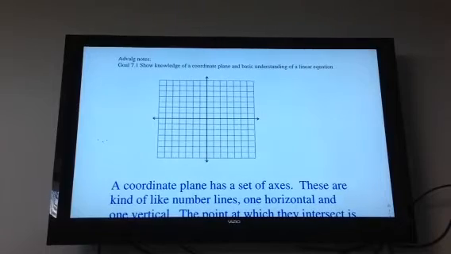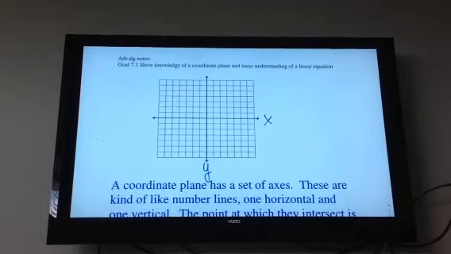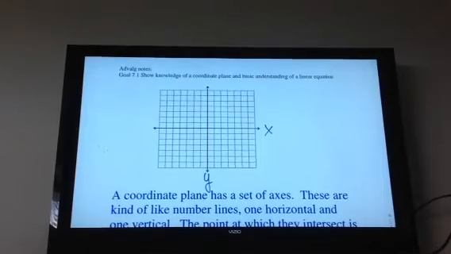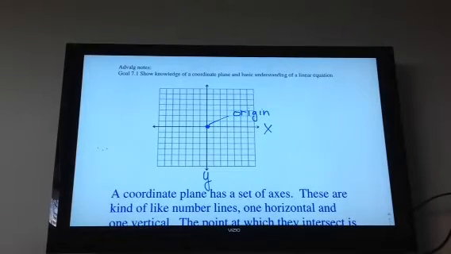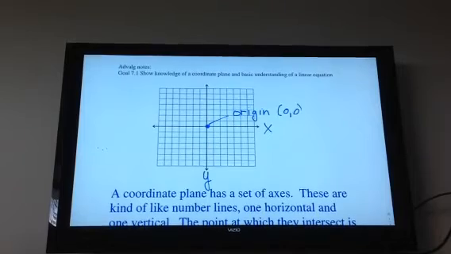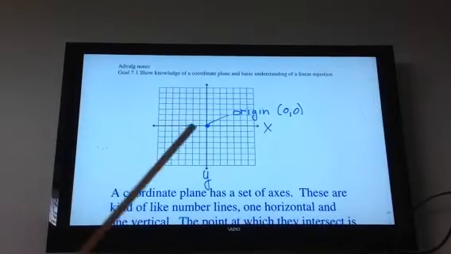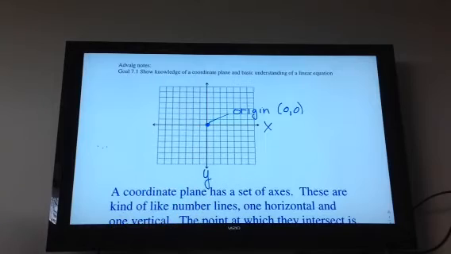When you have a coordinate plane, you have a set of axes. You have an x-axis, which is the horizontal, y-axis, which is the vertical. Basically, they're like number lines. One of them horizontal, one of them vertical. Where they intersect each other, that point is called the origin. And at that point is the coordinate 0, 0. So that's like my 0 on my number line. And then to the right are my positives, and to the left are my negatives, and above are my positives, below are my negatives. All things we know, okay?